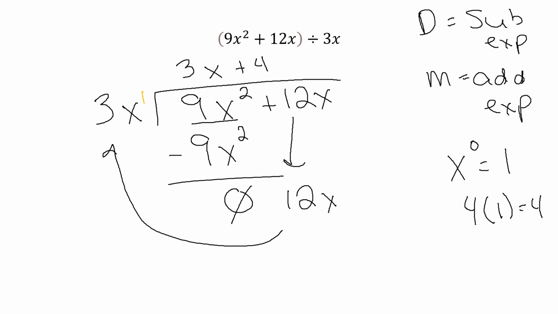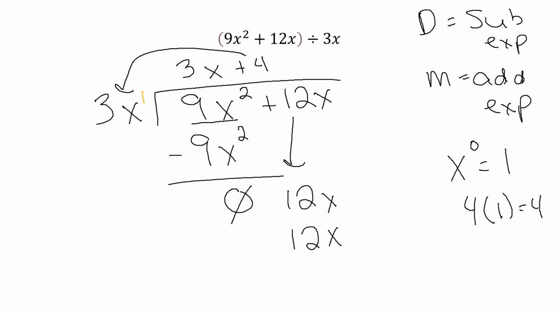Now I'm going to multiply down. I divide it up. 4 times 3x. 4 times 3 is 12. x times x is x. Now we subtract, and it's 0. Nothing to bring down, so my answer is 3x plus 4.